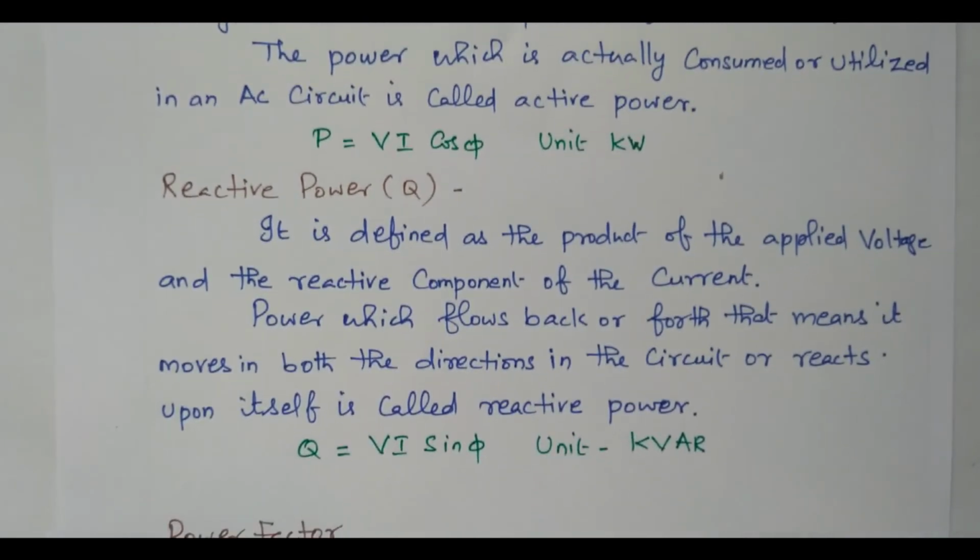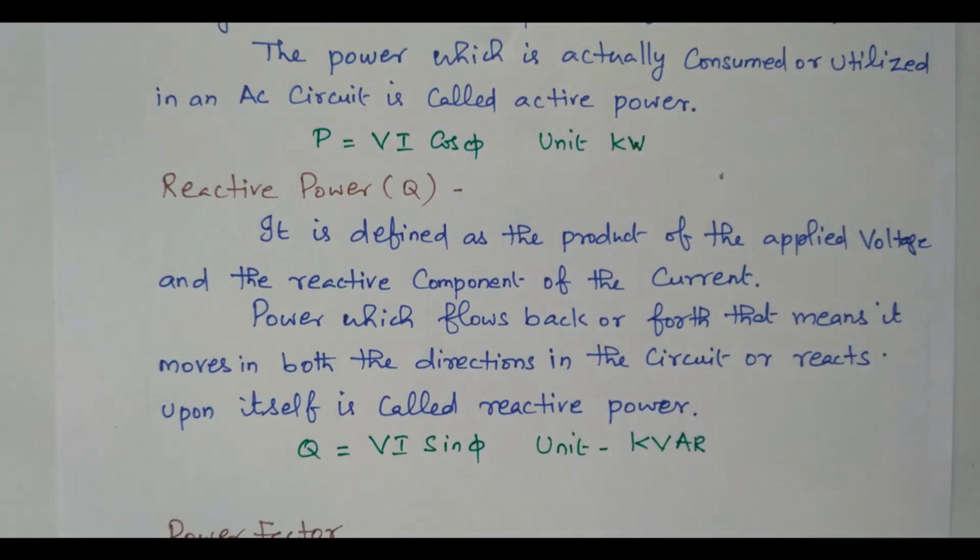Then what about the reactive power? It is the product of applied voltage and reactive component of the current. What is reactive component? The power which flows back and forth. That means it moves in both directions in the circuit or reacts upon itself. The power is not converted. It is dropped in the circuit itself in order to initiate and other purposes. That is called reactive power. So Q equals VI sin φ. The unit is kVAr. Right?